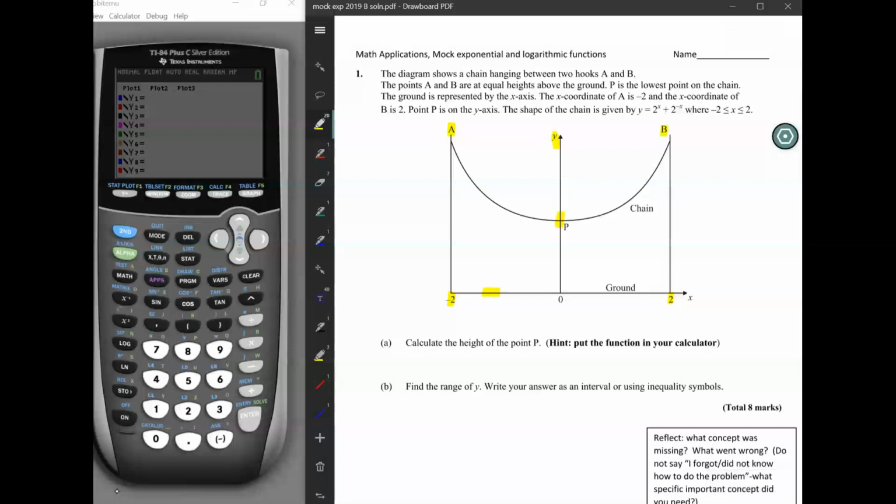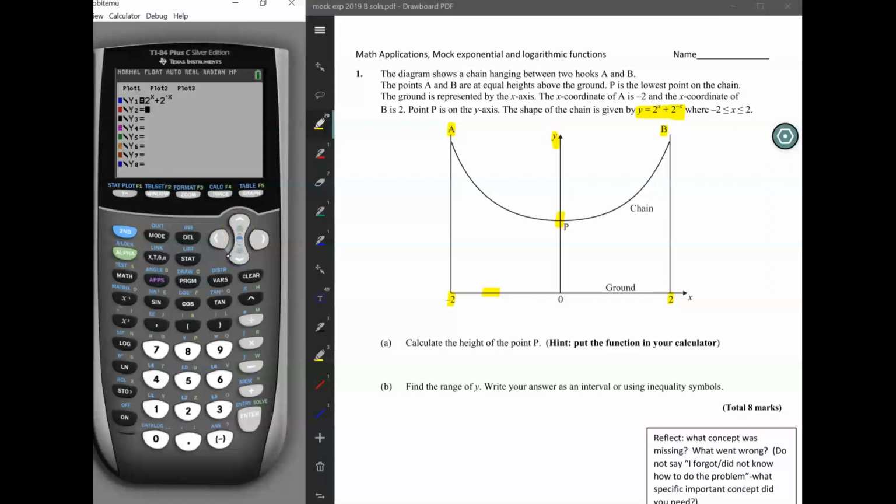I give you a hint to put the function in your calculator, which is what I always tell you whenever you get a problem on the IB exam where they give you a function. The first thing you're always going to do is put it in the calculator. So let's do that. We'll put 2 to the x plus 2 to the negative x. Since the negative is starting the beginning of a little number sentence there, you're going to use the bottom negative sign and not the side negative sign, which is minus, right? And we put that in the calculator.